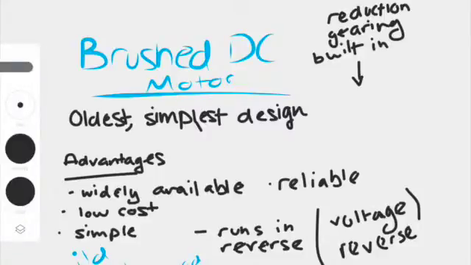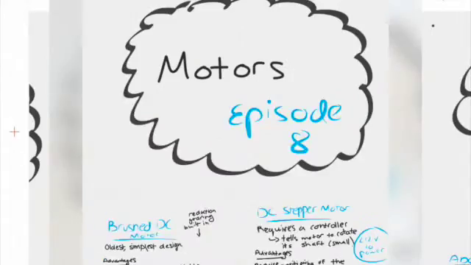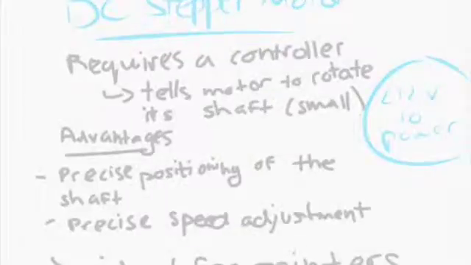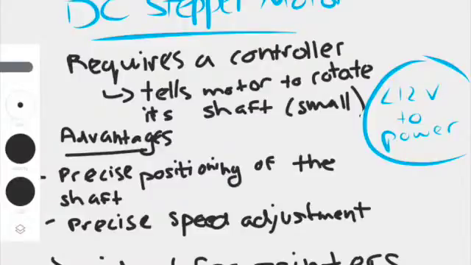Alright, so now that we've covered brushed DC motors, let's go on to the next one, which is the DC stepper motor. So this motor requires a controller which tells the motor to rotate its shaft in small partitions. Some of its advantages are that it has precise positioning on the shaft, and there's precise speed adjustment. So this motor is typically found in printers as they require precise measurements, like to print the header and to print the words spaced out, so it gives it a good precision.